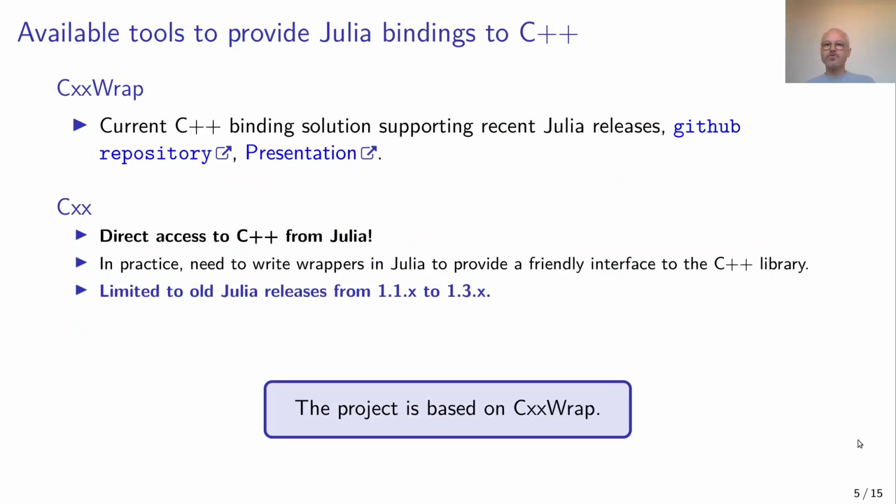So what are the available tools to provide Julia bindings to C++? First, we have the CxxWrap package, which supports recent Julia releases, and I will come back to this package in the next slide. Secondly, we have the Cxx package that provides direct access to C++ from Julia. In practice, we still need to write wrappers in Julia to provide a friendly interface to the C++ library and reach the transparency that I was mentioning in the previous slides. Unfortunately, this package is limited to old Julia releases from 1.1 to 1.3. So the project I will discuss today is based on the CxxWrap package.